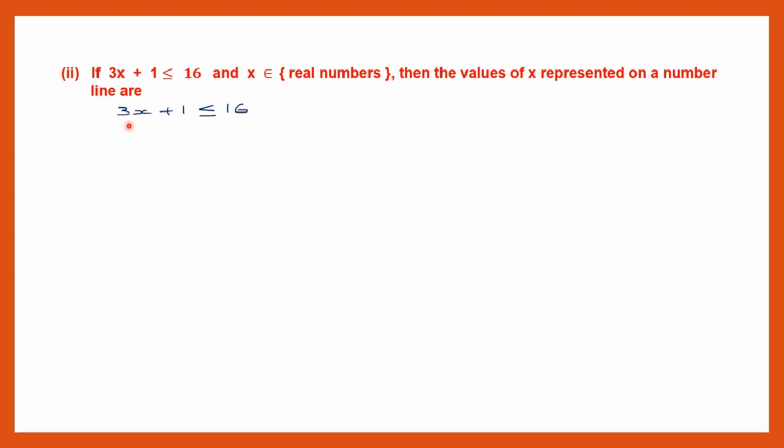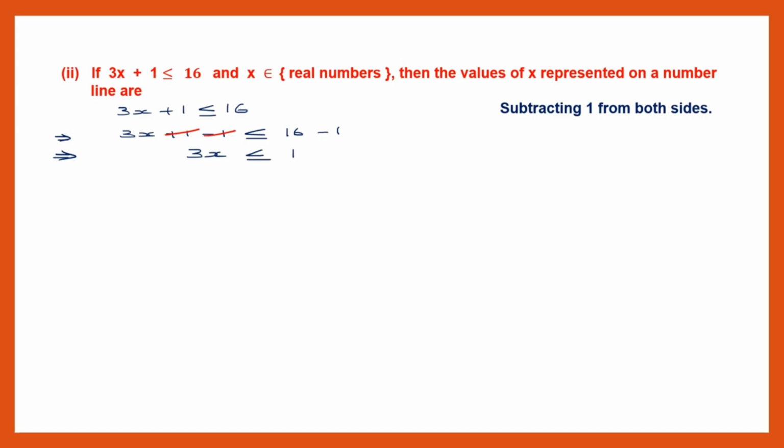Here we have to keep 3x by itself. That means we need to remove plus 1. So what should we do? We have to write minus 1, isn't it? So now this will be 3x plus 1 minus 1, because we need to remove that plus 1, and this is less than or equal to 16 minus 1, because we have to subtract 1 from both sides. So subtracting 1 from both sides, what do we get? Here we've got 3x by itself, because we can cancel plus 1 and minus 1. 3x will now be less than or equal to 16 minus 1, which is 15.